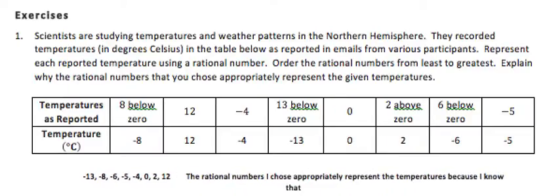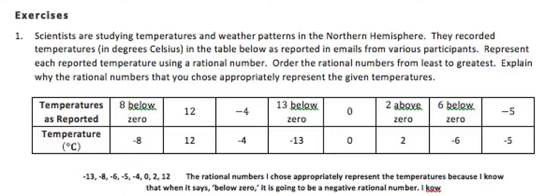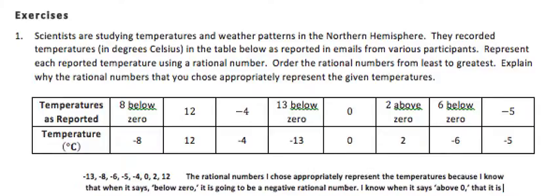because I know that when it says below 0, it is going to be a negative rational number. I know when it says above 0 that it is going to be a positive rational number.